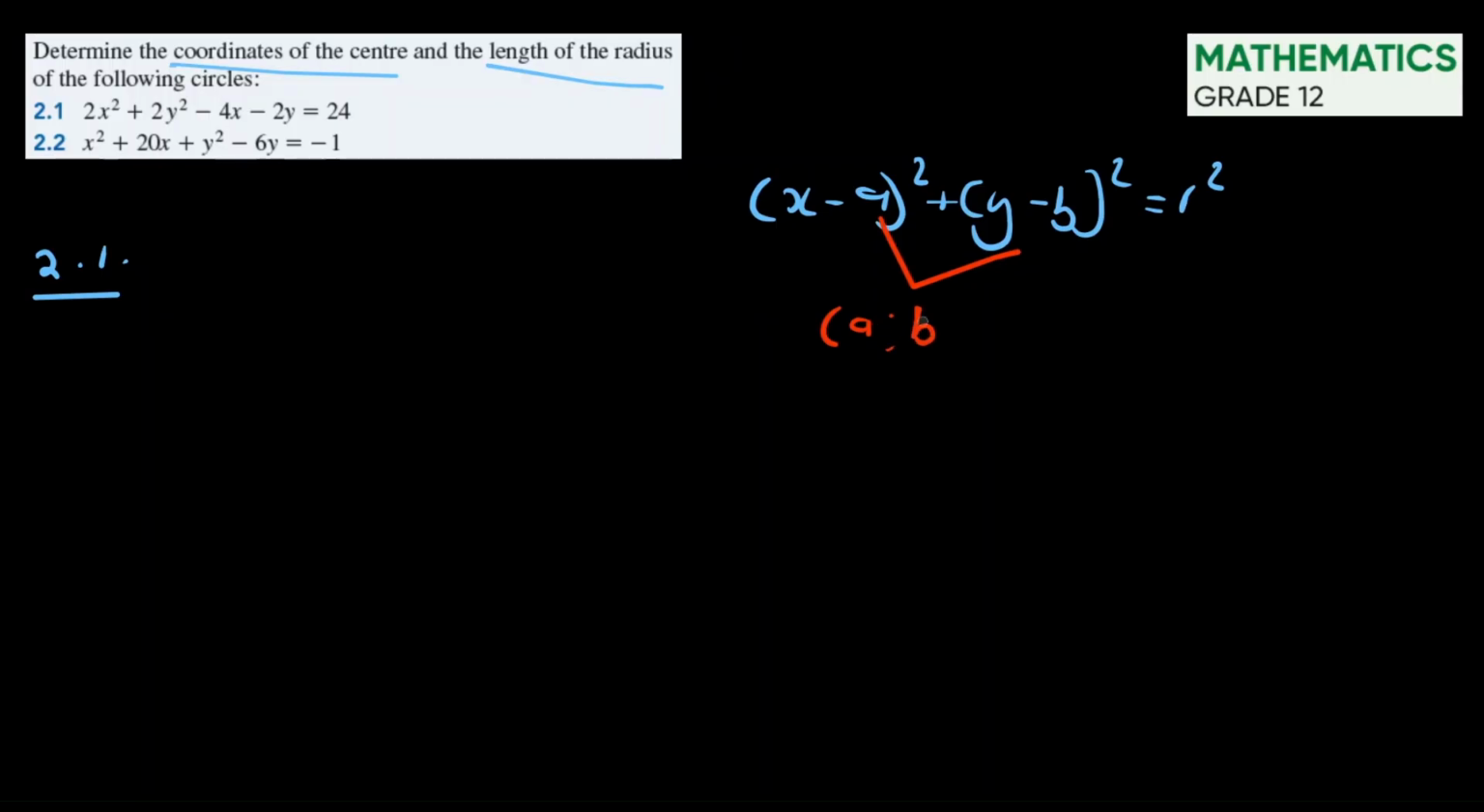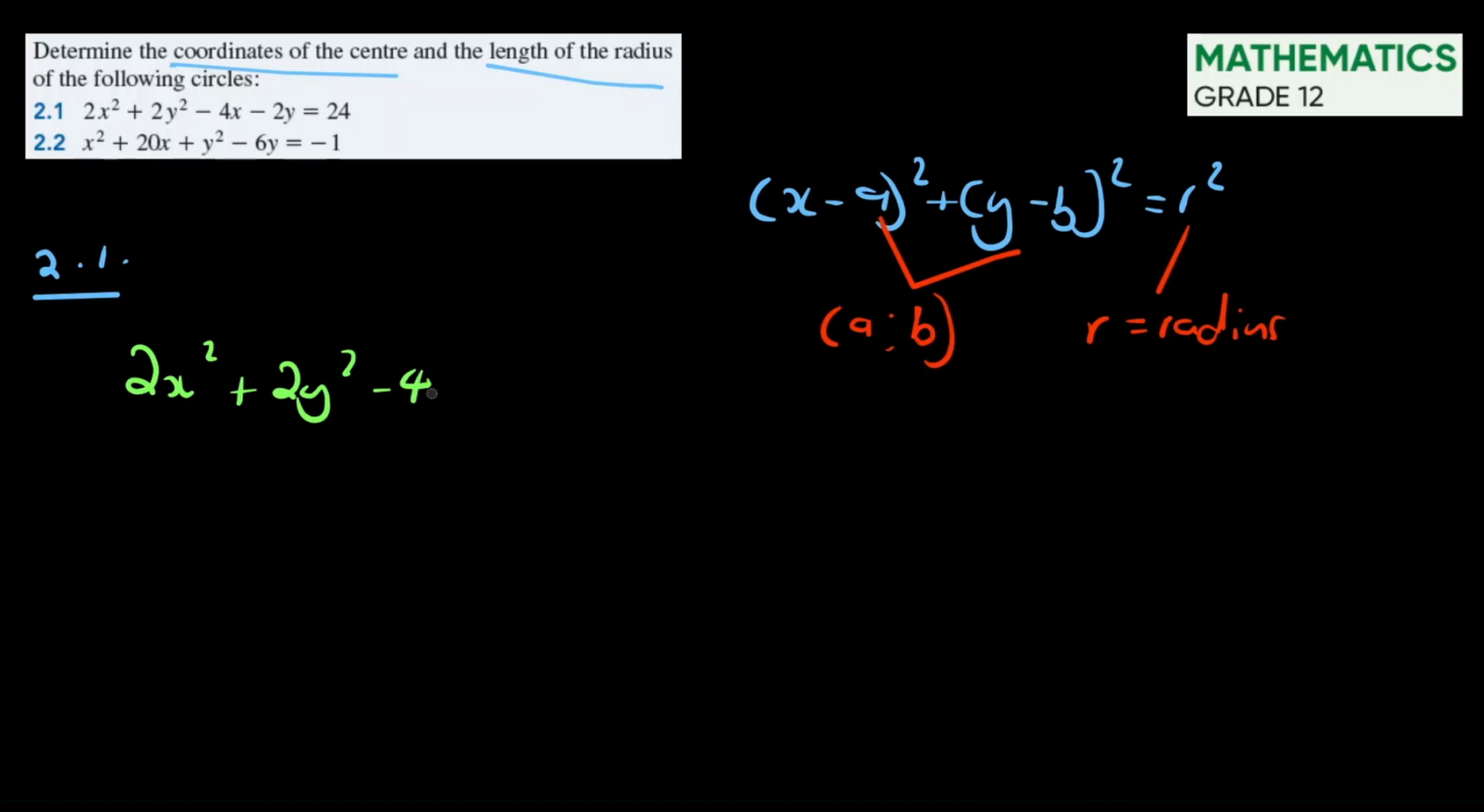As we know, the standard equation, x minus a squared plus y minus b squared is equal to r squared, which means we're interested in getting the values of a and b, which would be our circle center, and the value of r, which is our radius. Let's go ahead and work these out.